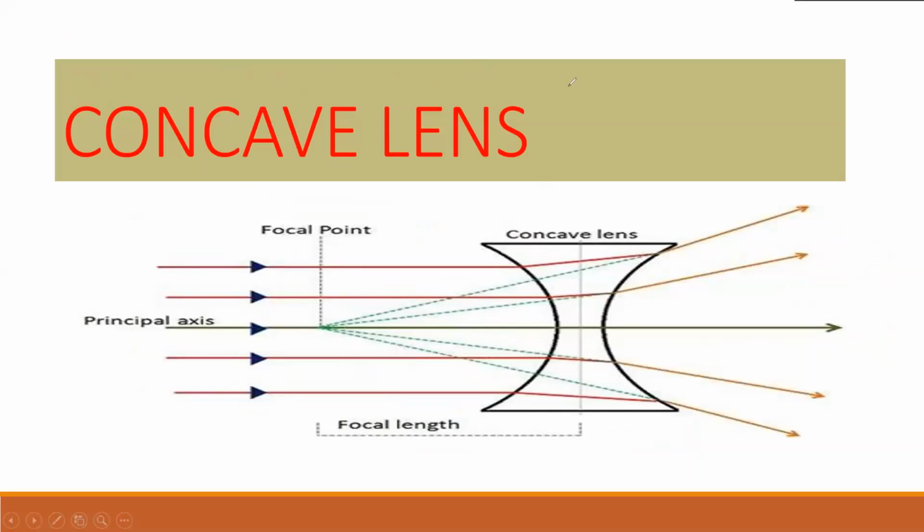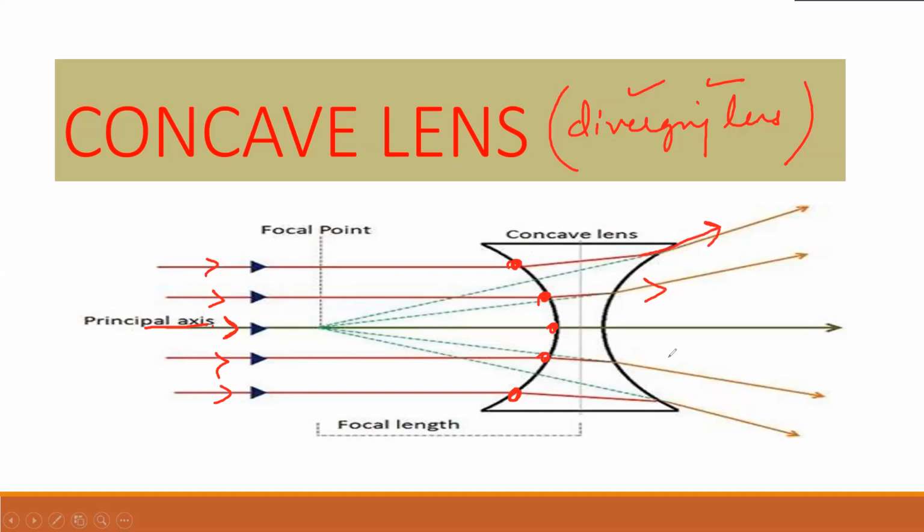The other word for concave lens is diverging lens. Why is it called diverging? Because you can see here, this line is your principal axis. When rays parallel to the principal axis strike your lens, these rays are not going straight. They are going away from each other. They are separating. They are diverging.